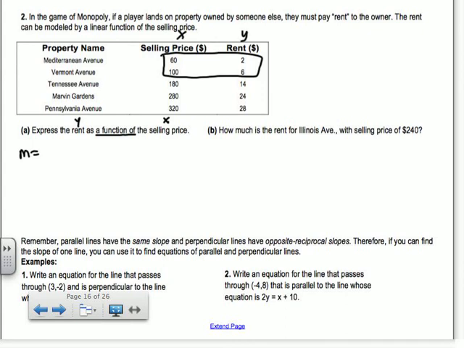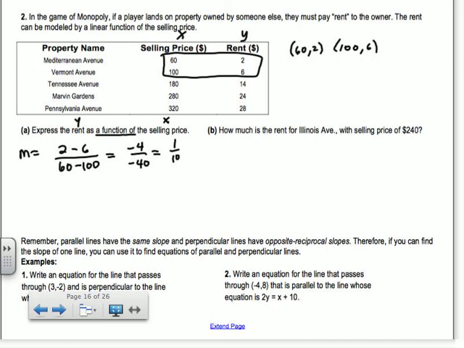Sorry, 2 minus 6 over 60 minus 100, because those 2 points were 60, 2 and 100, 6. So change in y over change in x. Okay, when we do that, we get negative 4 over negative 40. So 1 over 10. Okay, that's our slope for our linear function.